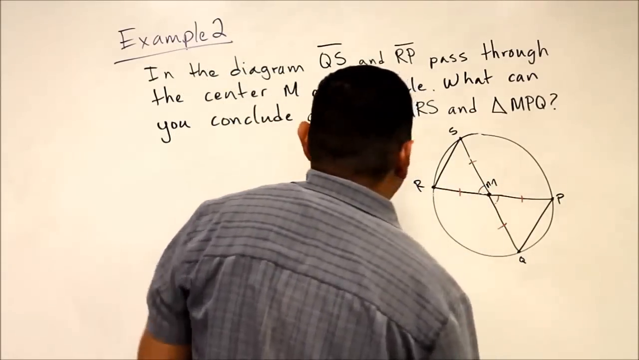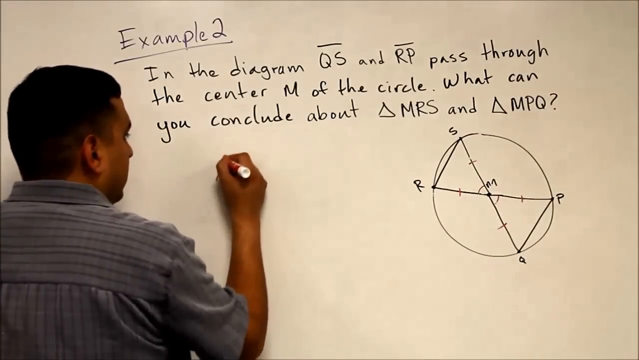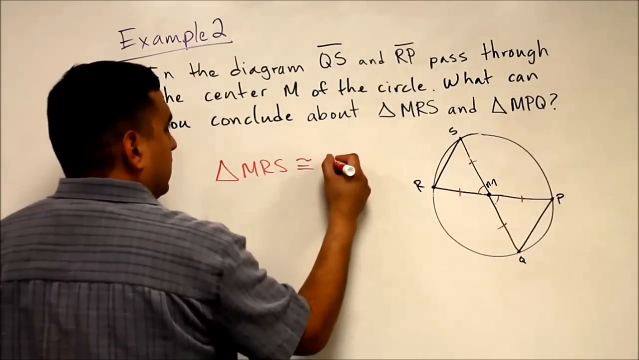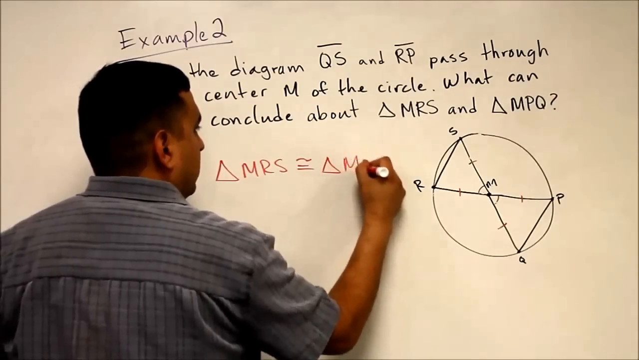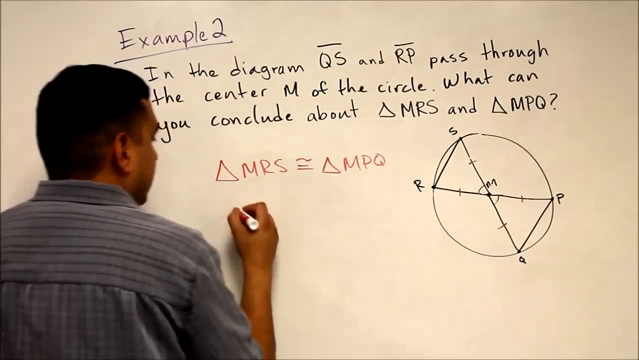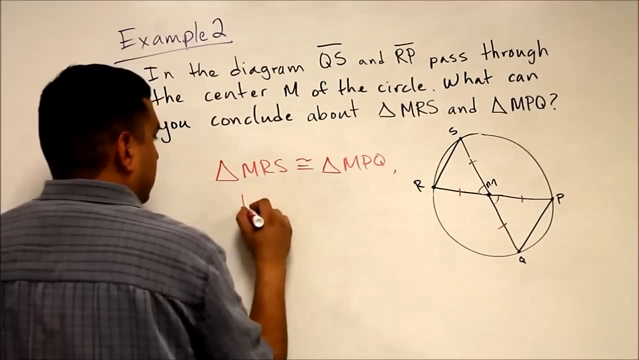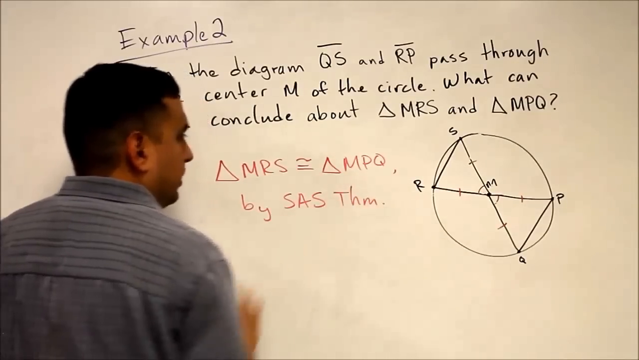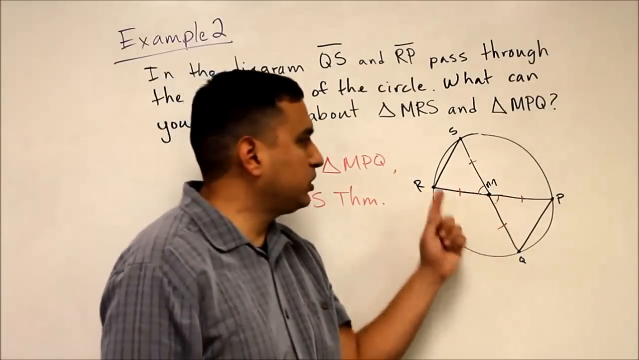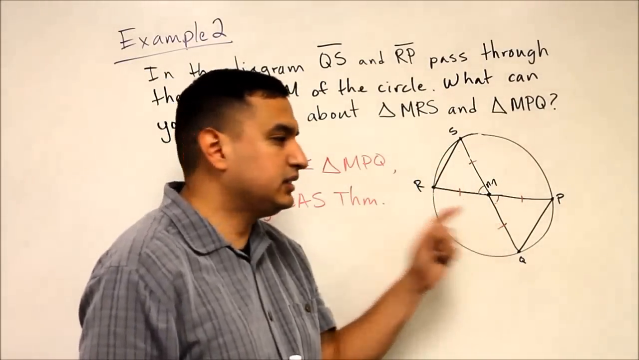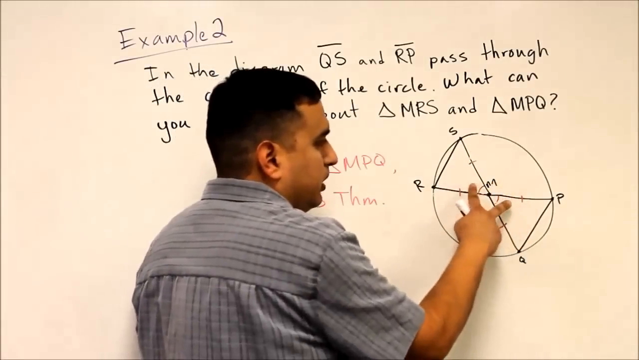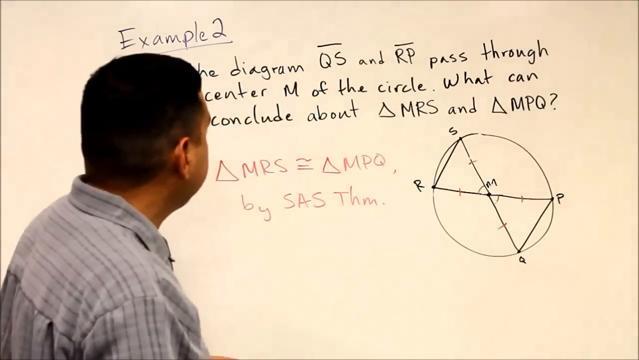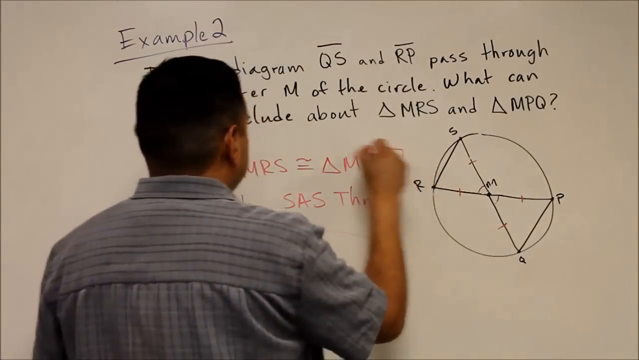So what can I conclude? I can actually say that triangle MRS is congruent to triangle MPQ, and that would be by my side angle side theorem. Because we were able to come up with two sets of corresponding sides that are congruent, and the included angle is congruent in both triangles. So this would be my answer.